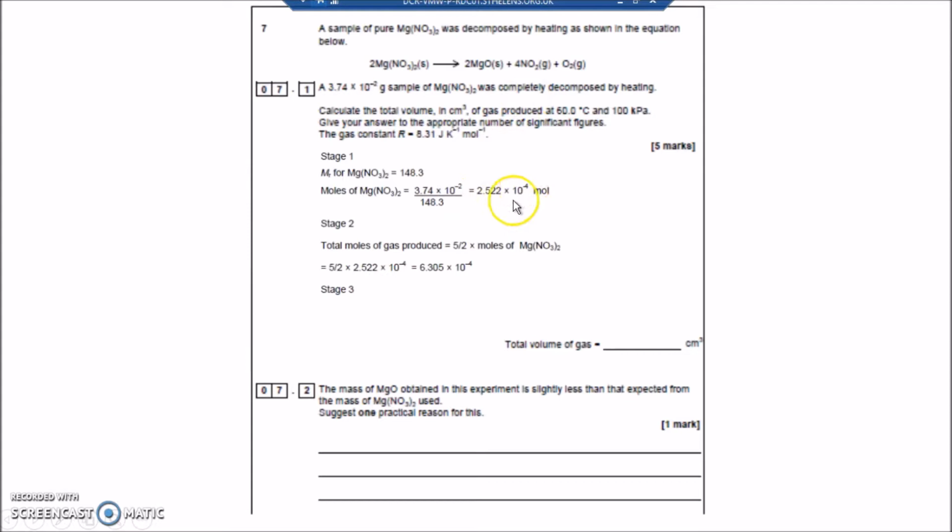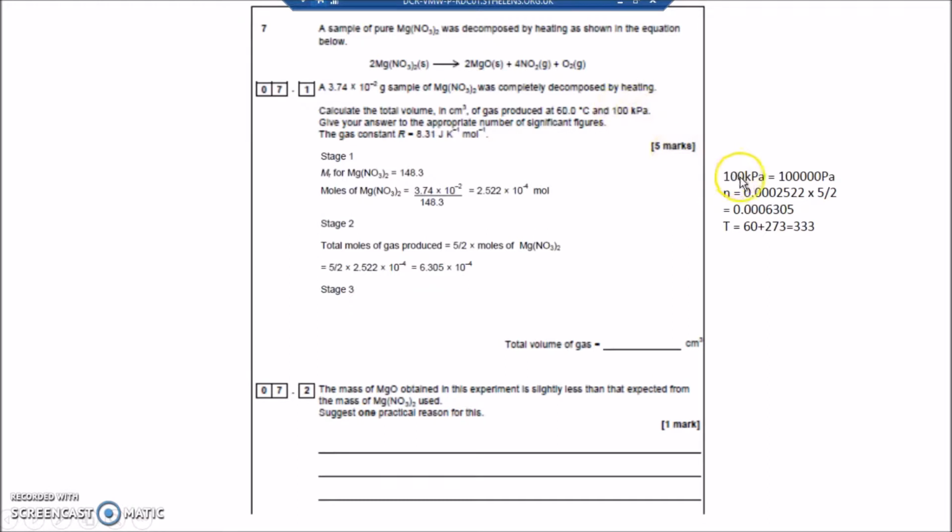2.522 times 10 to the minus 4 multiplied by 5 over 2, or 2.5, equals 6.305 times 10 to the minus 4. I now know the number of moles of gas. So for PV equals nRT, that's n. Okay, let's have a look at these other things then. PV equals nRT. P is pressure. Pressure needs to be in pascals.